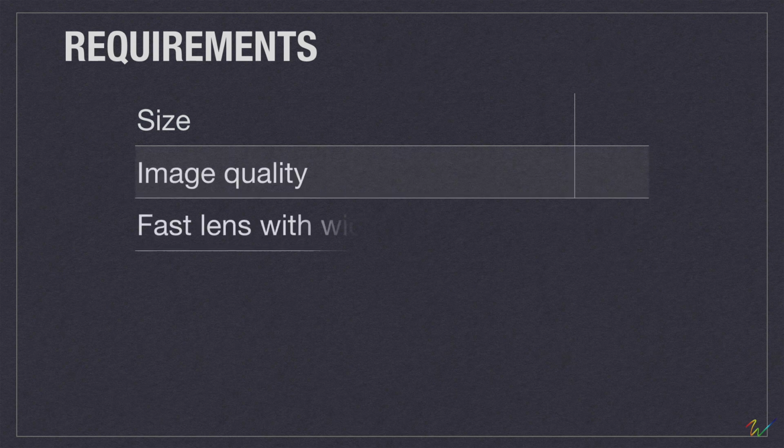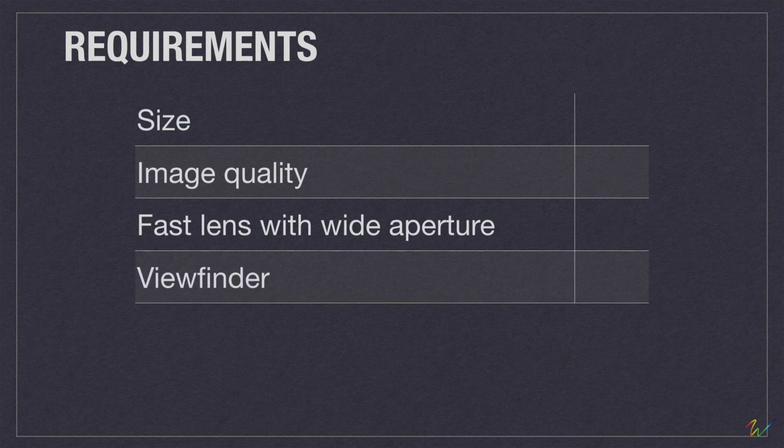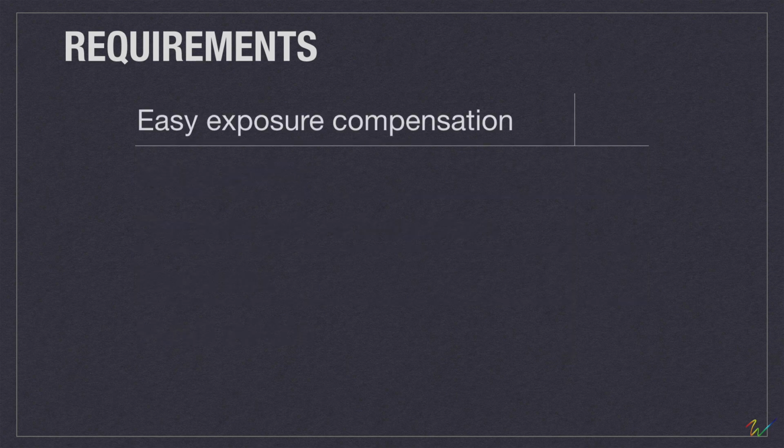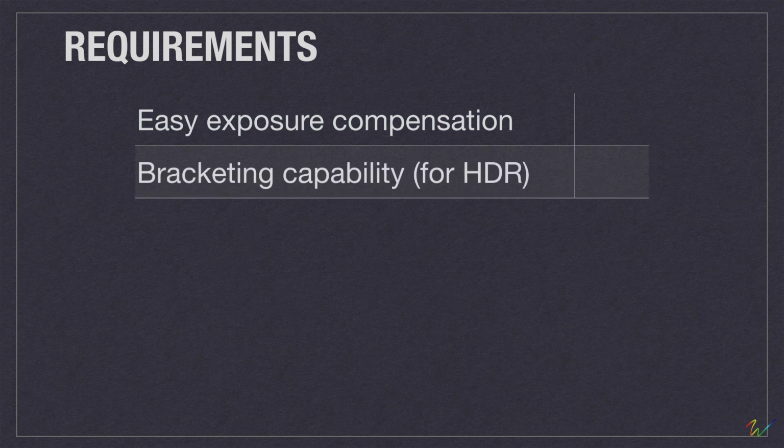So what are the requirements needed to fulfill the use case? Well, size is one. We want a small camera. We'd like to have good image quality, a fast lens with a wide aperture, and a viewfinder. I absolutely want that if I'm going to be taking shots outdoors in the sunlight. I like to have control over the camera, so I want to have manual, aperture priority, and shutter speed priority modes. I'd like to have easy access to exposure compensation, and to be able to do bracketing. Sometimes I do some HDR shots.